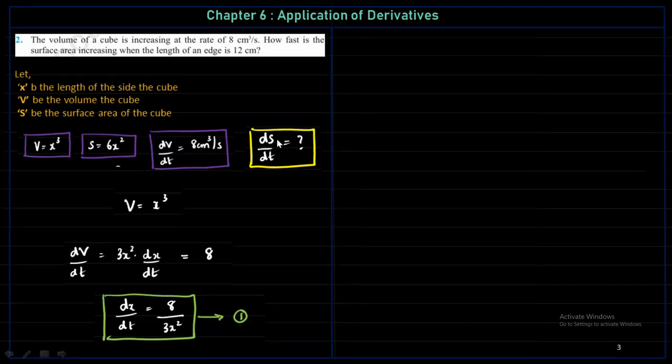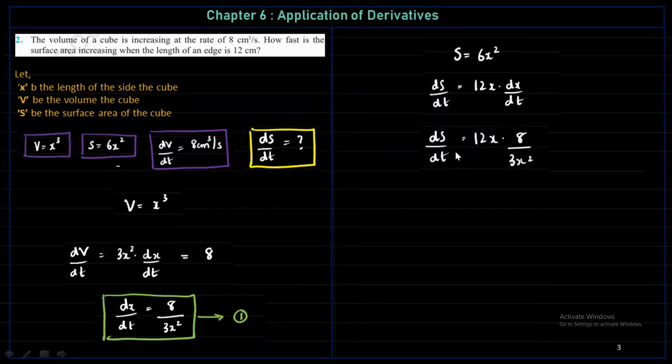Now what am I looking for? I'm looking for dS over dt. So I will start by taking S is equal to 6x raised to the power of 2. Now I will differentiate again with respect to t. So first I should be differentiating 6x raised to the power of 2, multiplied by dx by dt. So here I'll be getting 12x multiplied by dx by dt. Do we know what is dx by dt? Yes, from here we know what is dx by dt. Plug in the same value, you will have the answer, right?